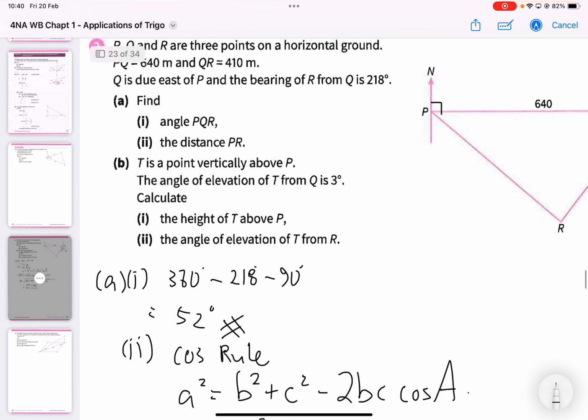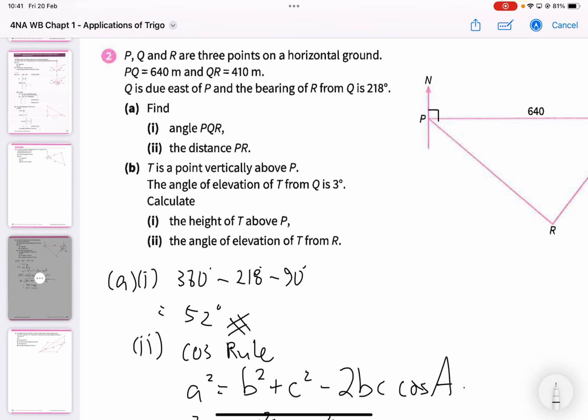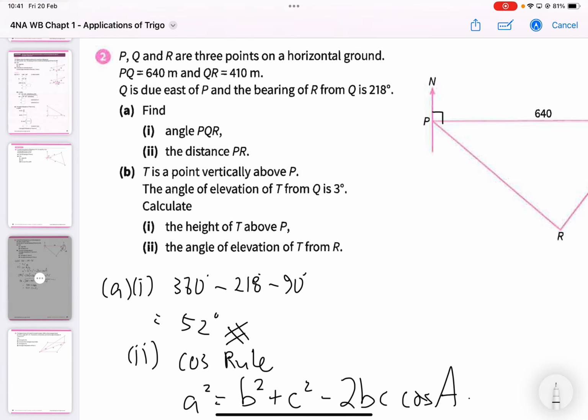Okay, next part. The question changed to a three-dimension question. You see, T is a point vertically above P. So it is no longer north, because you have this flat thing. North is going away from you, like this line, going away from you like that. This is the north. But now T is like that. It is sticking out of the surface. If this one is flat, now T is directly pointing upwards from the surface.